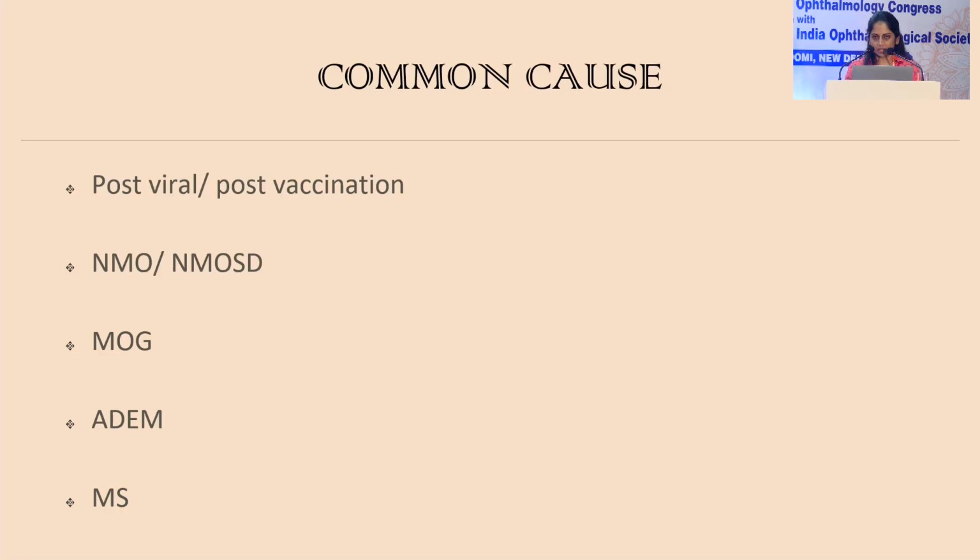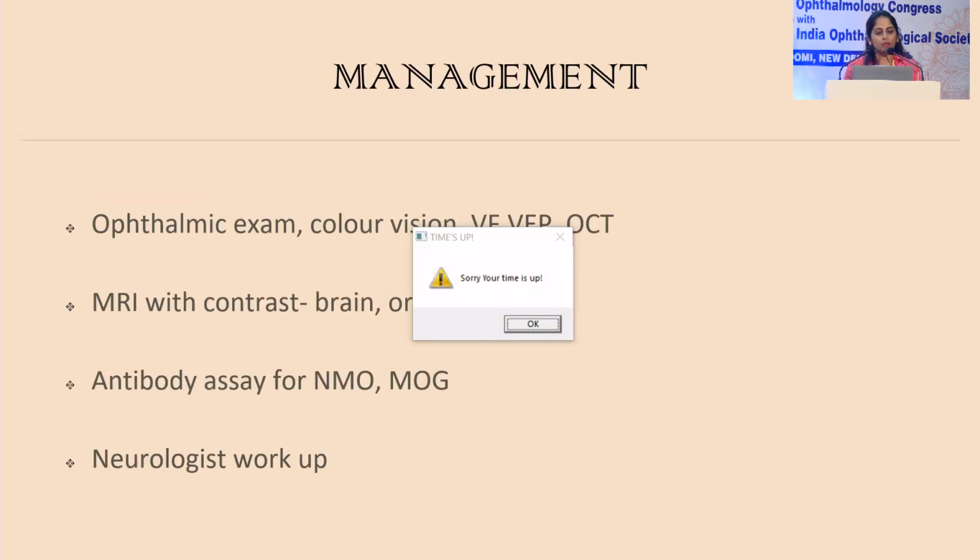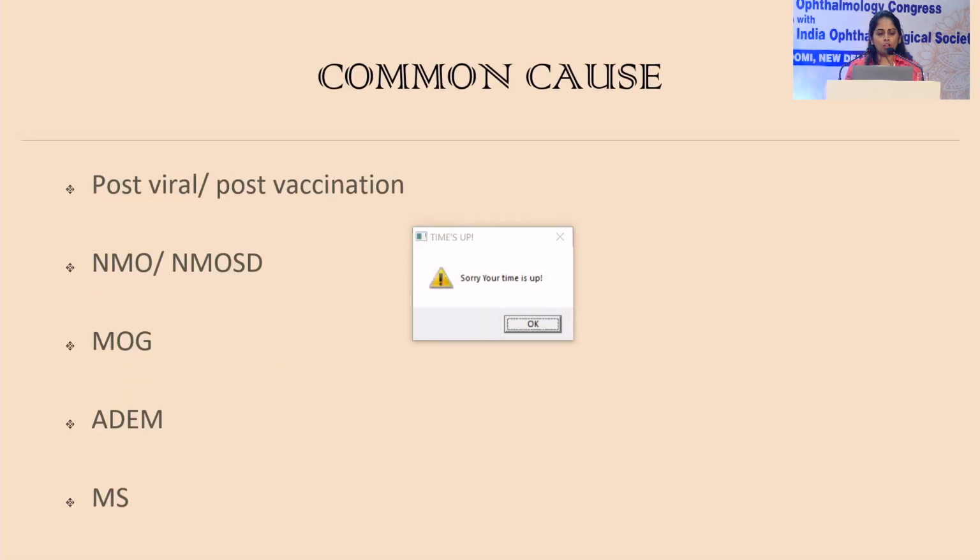So you have to do an extensive workup for that. You have to refer the child to a neurologist because they might need immunosuppression. And the other one is MOG, again relatively rarer than NMO, ADEM and multiple sclerosis. These are the other common causes which you have to think of in a pediatric optic neuritis.